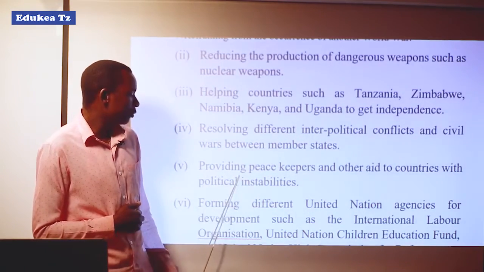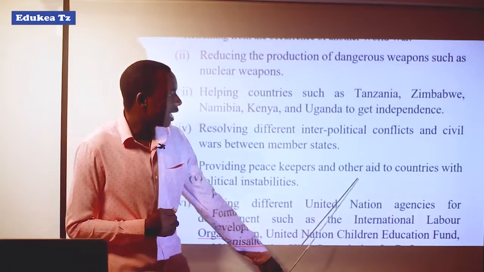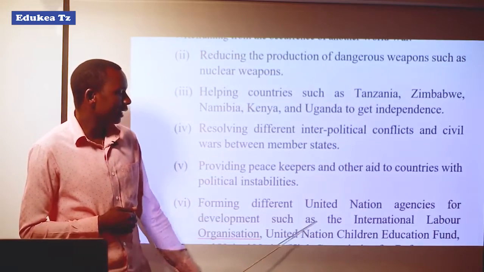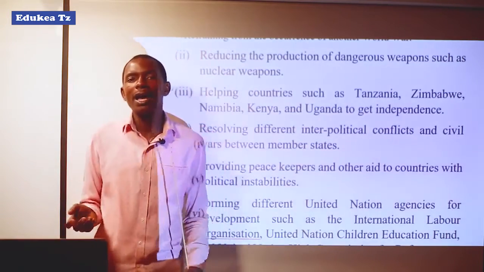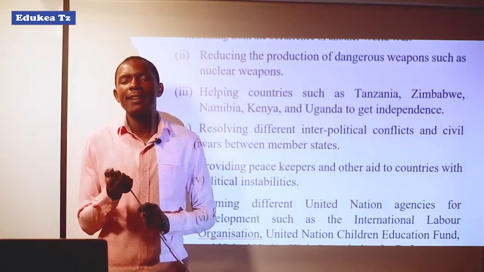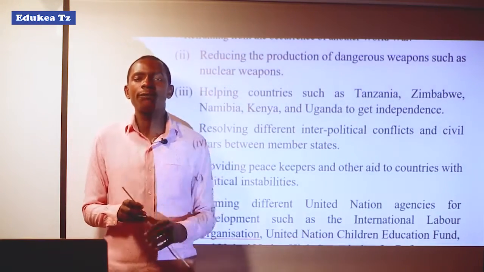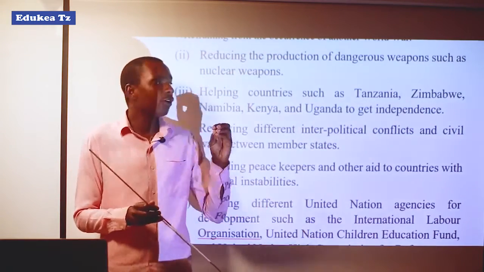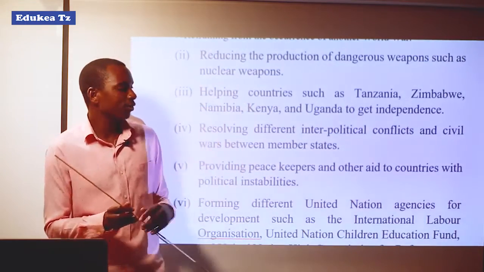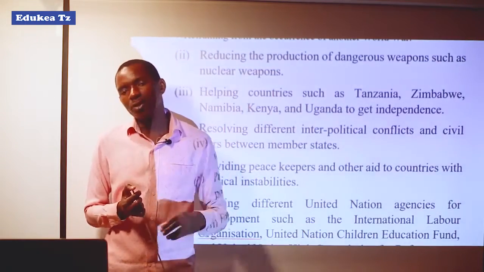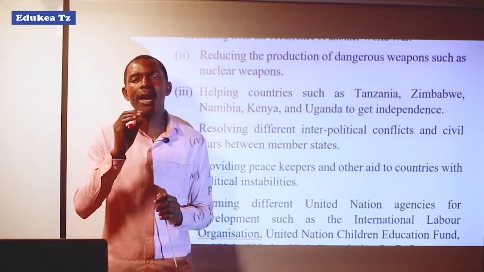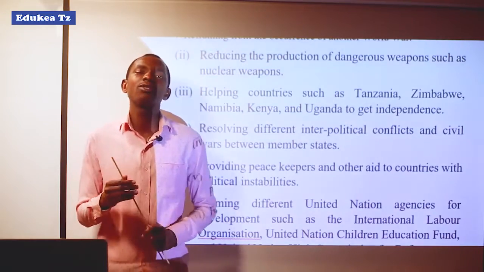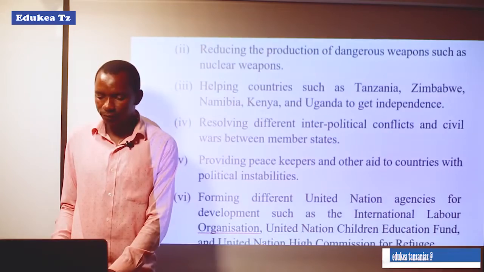Also another achievement is providing peacekeepers and other aid to countries in political instability. Also forming different United Nations agreements. So there are a lot of achievements which they succeeded in. Most of the aims which were set when they were forming the United Nations, they succeeded. Every aim which they formed and which was successful is considered their achievement.